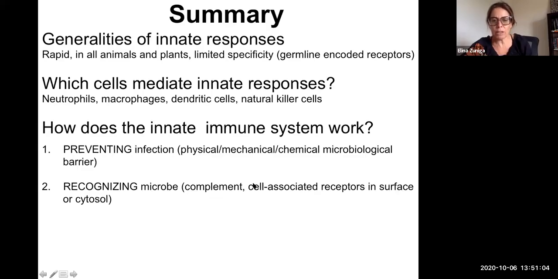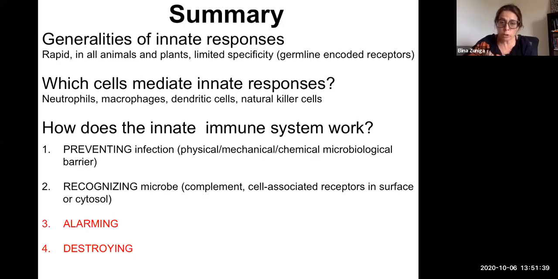And we just mentioned that the other way in which recognition can occur is through cell-associated receptors called PRRs, pathogen recognition receptors, that will always bind a PAMP, a pathogen-associated molecular pattern, to induce via an adaptor a signaling that results in the production of factors that will then alarm and destroy, okay? So next lecture, we will continue with what was not covered today, and I foresee that there will be 2 more lectures about innate immunity.